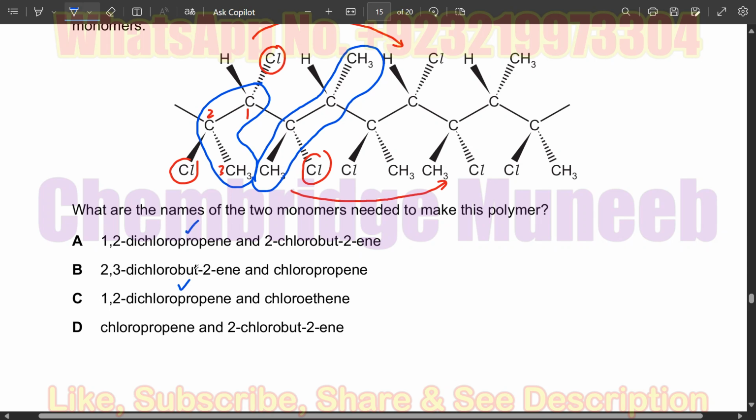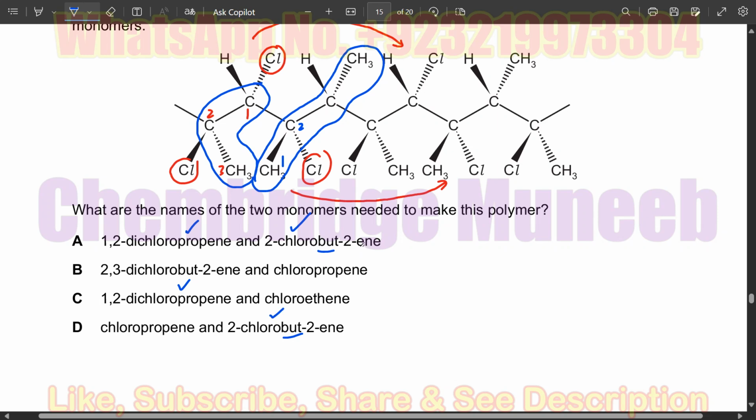1,2-dichloropropene and 1,2-dichloropropene. Now, about the second monomer, we can see that there are 4 carbon atoms, which means our monomer must contain 4 carbon atoms. So butene is there in both. Now, the name of this monomer: we will start numbering from here because this gives the smaller number to the chlorine. So on number 2 we have chlorine bonded to it. That's why 2-chlorobutene.